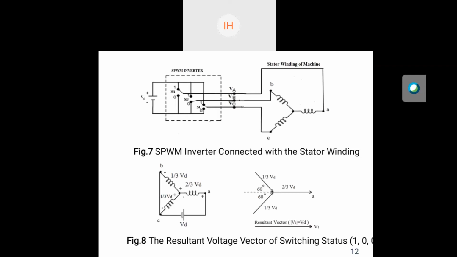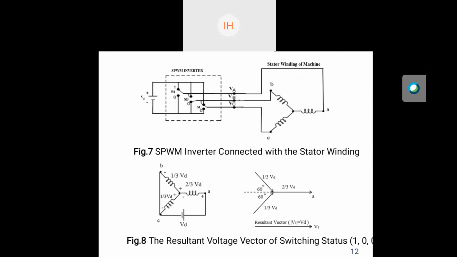Here we have also shown how the voltage vector is obtained, taking an example of a switching status showing the voltage vector. In figure 8, we have taken the example of switching status 100. That means phase A is connected to the positive side of the battery, phase B is connected to the negative side of the battery, and phase C is connected to the negative side of the battery.